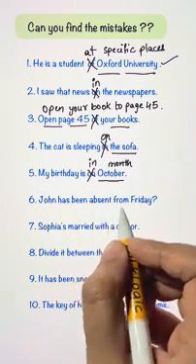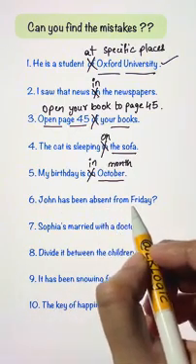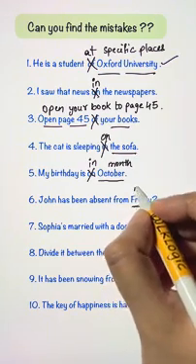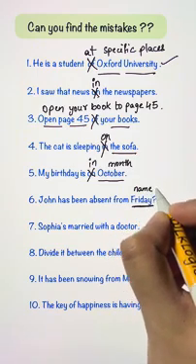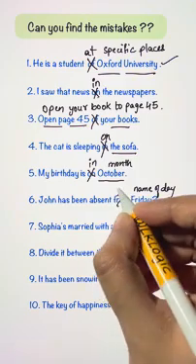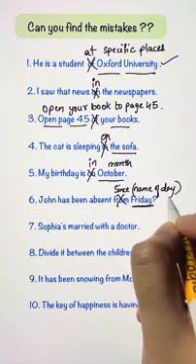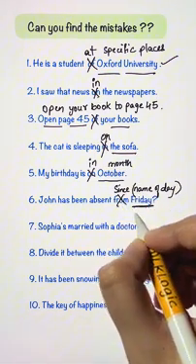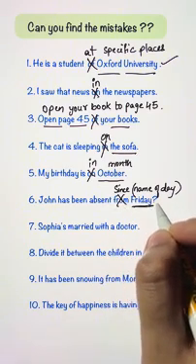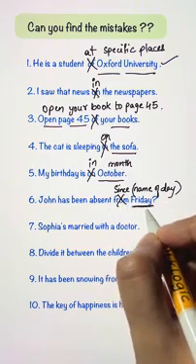John has been absent from Friday. What's wrong in this? We don't say from Friday. Whenever you have been given the name of the day, we don't say from, we say since. Since Friday. Whenever the name of the day is mentioned, we use since, not from. And whenever the number of days is mentioned, we use for. Absent for 4 days. Since Friday.